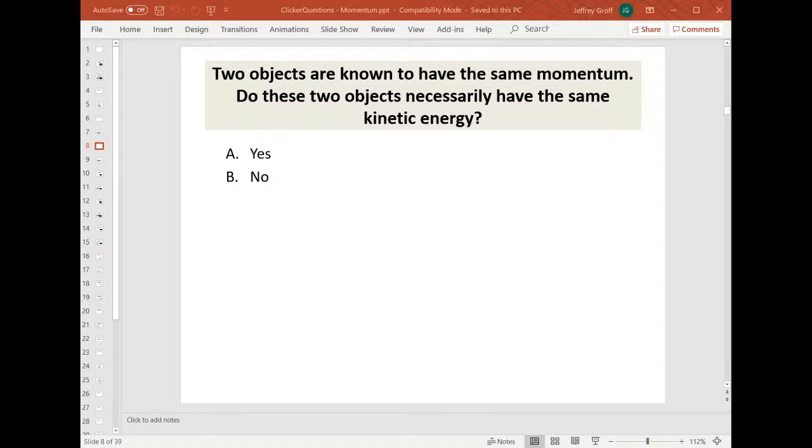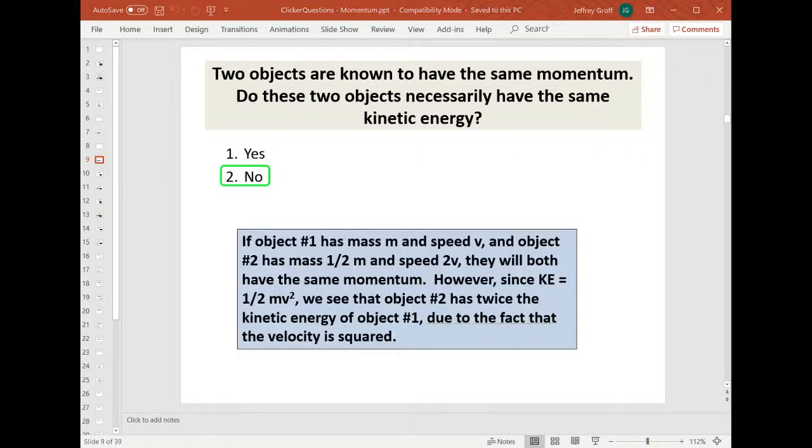Let's see. All right, overwhelming. Unlike presidential election results in the United States, the results of this poll are a resounding vote of no. And yes, that is the correct answer. No is the correct answer.